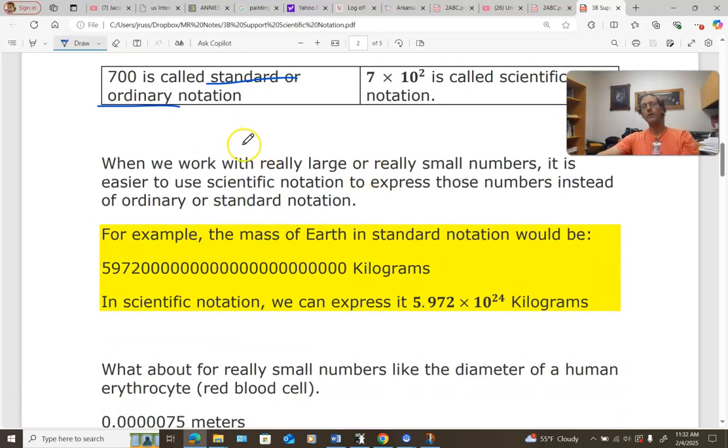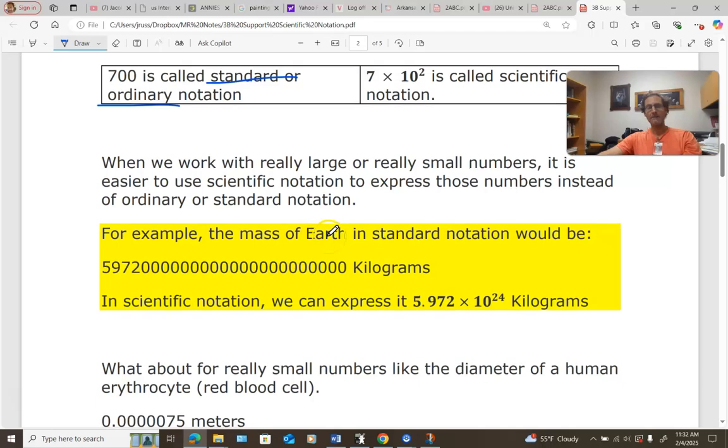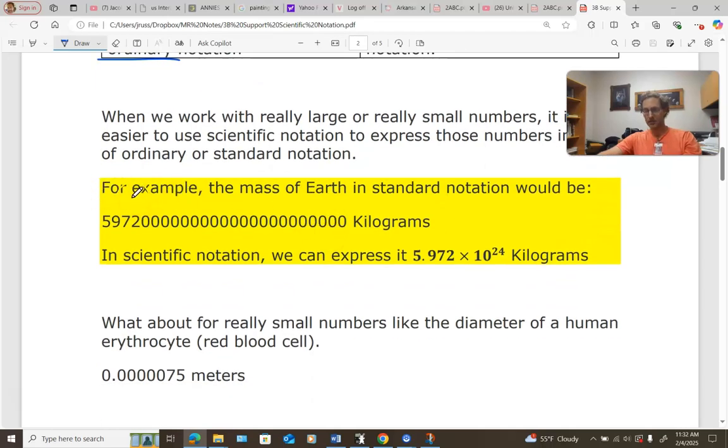It says when we work with really large or really small numbers, it's easier to use scientific notation to express those numbers instead of ordinary or standard notation. And this is why. So I actually looked this up and I put in here the mass of the Earth in kilograms. If you recall from 2ABC when we were working with unit conversions, a kilogram is like 2.2 pounds. So it's a little more than twice as much as a pound.